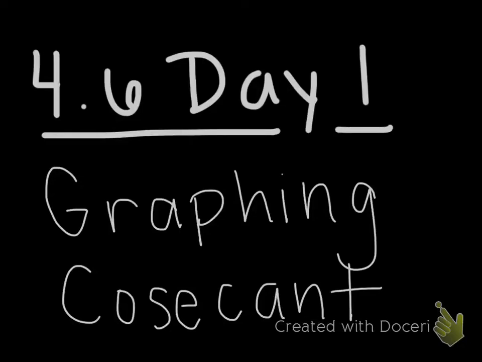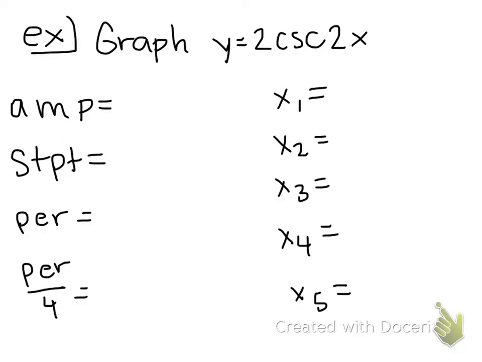Today we're doing section 4.6, day 1, and we're going to be discussing how to graph cosecant. So you're going to notice the setup is exactly the same. Again, it just comes down to the graph that is different. Cosecant is the reciprocal of sine, so keep that in mind when we go to do our picture.